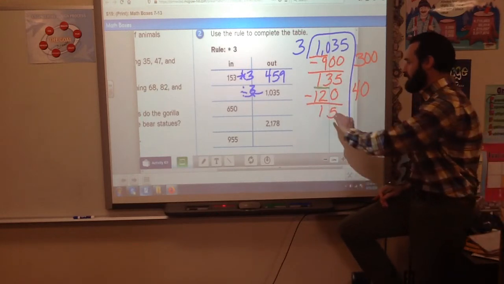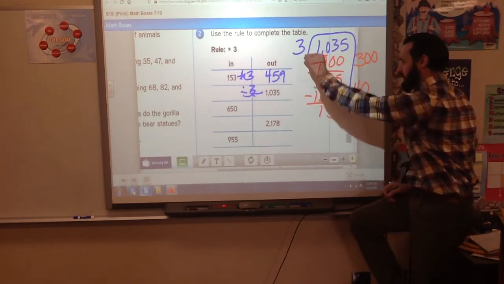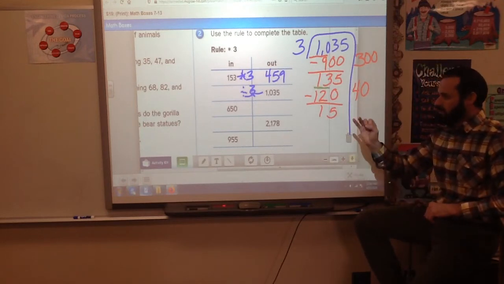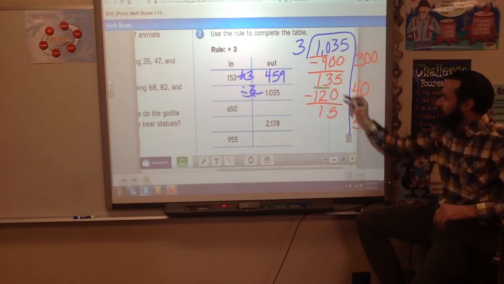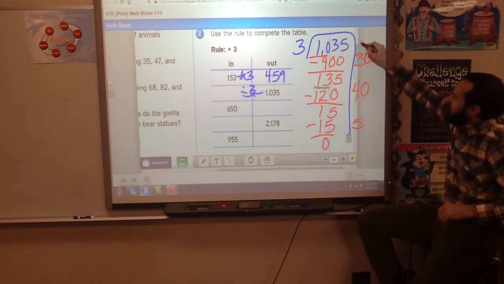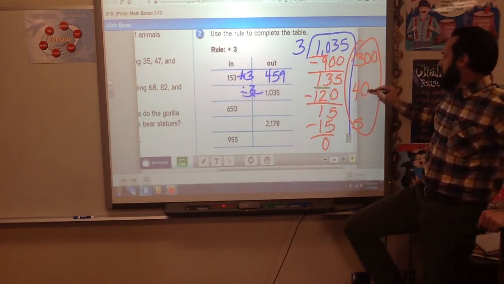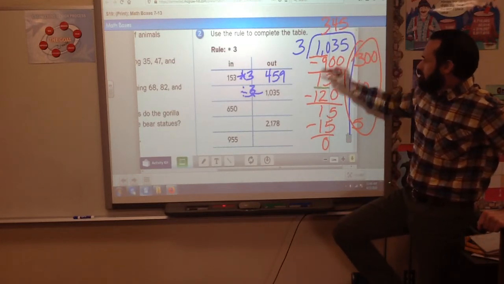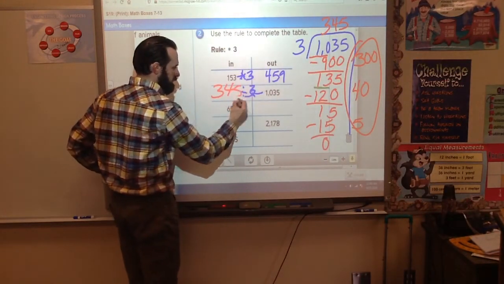Now it becomes 15 divided by 3, and we're thinking, how many 3's can go into 15? You can count by 3's. 3, 6, 9, 12, 15. It's 5. 3 times 5 is 15, and I subtract and I get 0. Your answer is on the outside. 300 plus 40 is 340. 5 is 345. So on this one, 345.